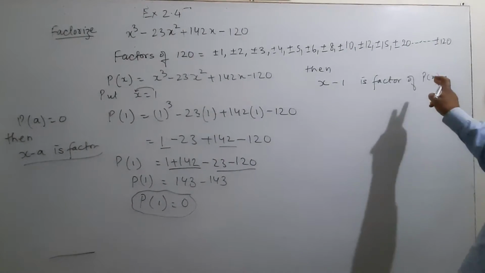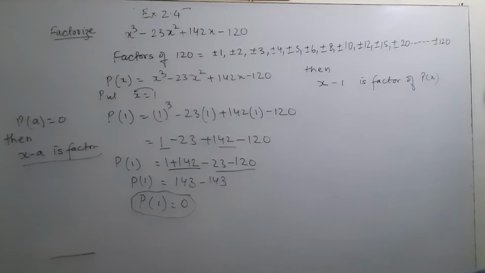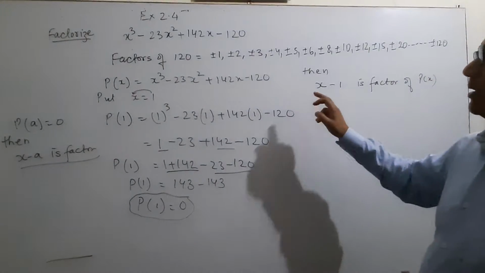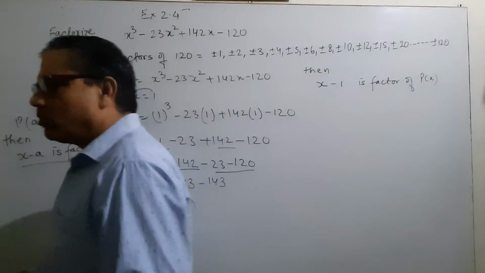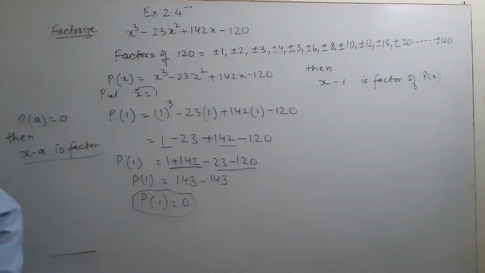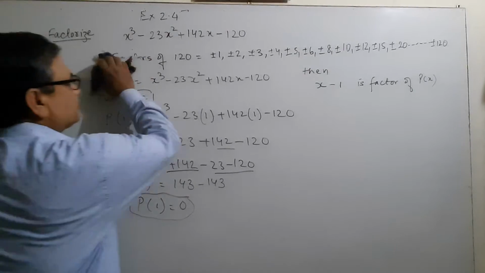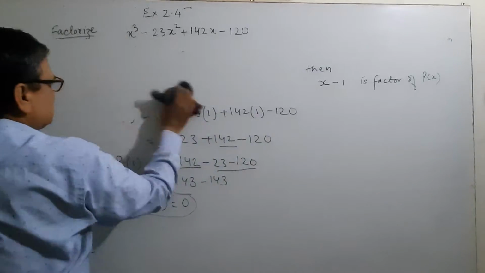It means when Px is divided by x minus 1, the remainder will be 0. And now we have to divide Px by x minus 1. And you know how we have to divide. I already told you. Please check it properly. And now, how do we have to divide?